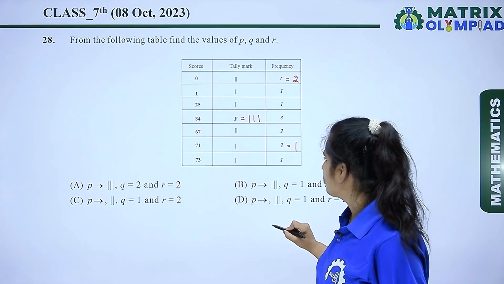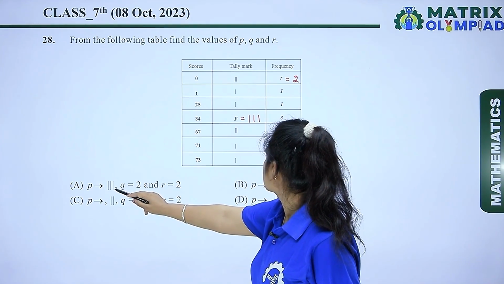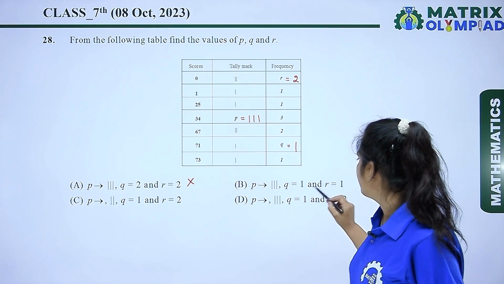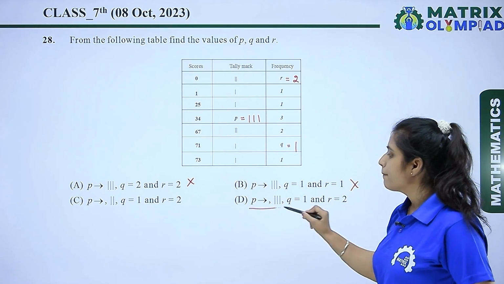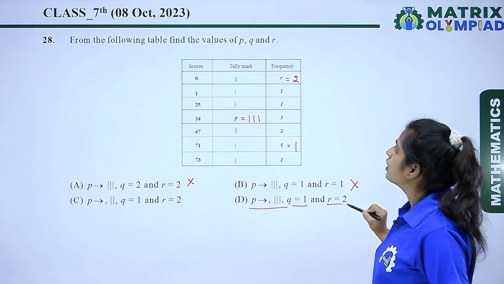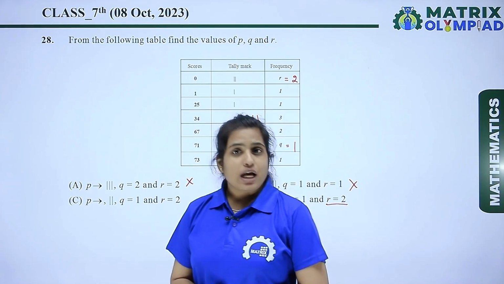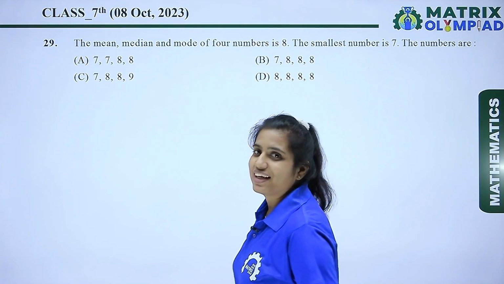So P will be 3. Here we get 3, but Q is here 2. So this option is not correct. This is also not. And here we get P 3, Q 1 and R is equal to 2. So the correct answer will be D. Now let's begin with the next question. That is question number 29.